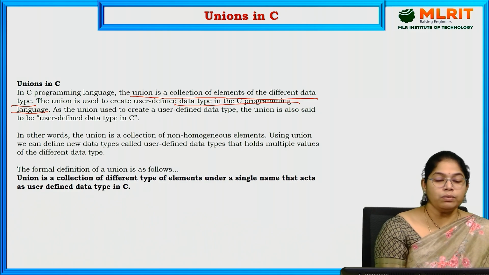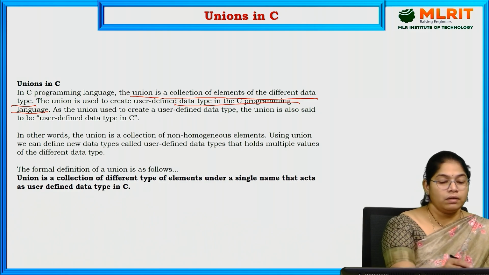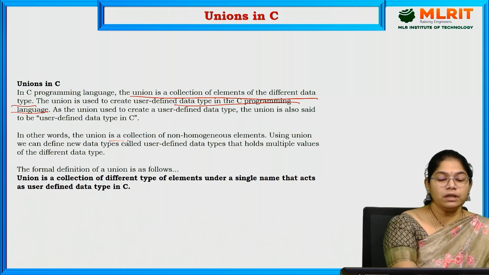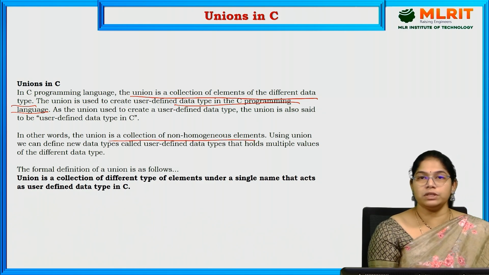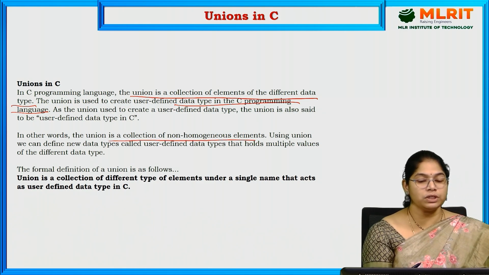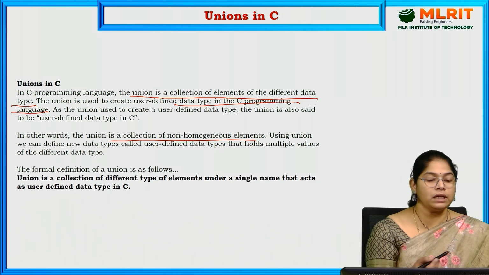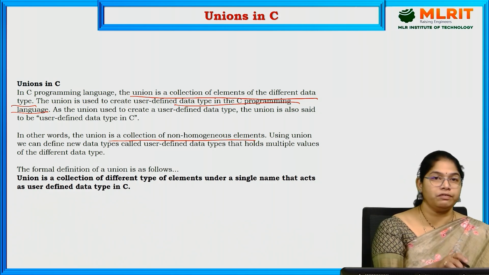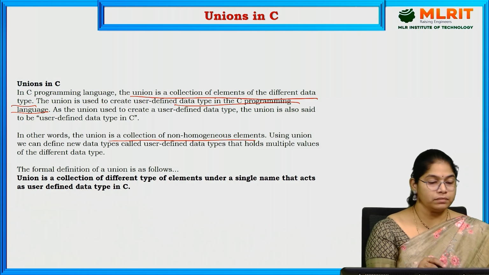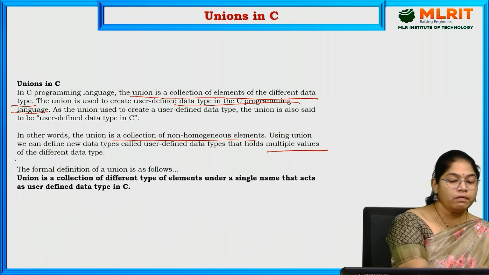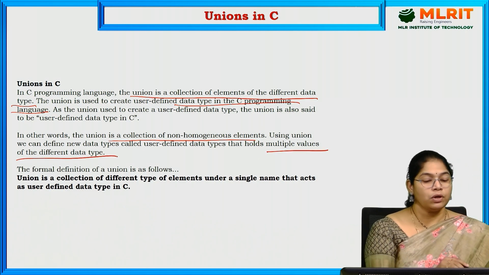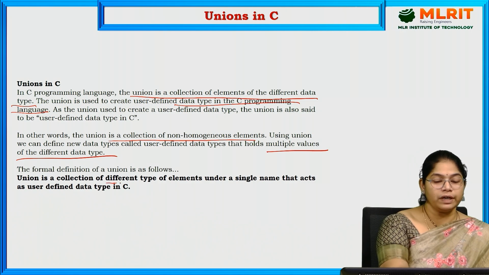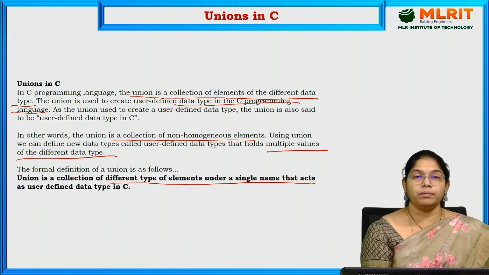So how to create a union? In other words, a union is a collection of non-homogeneous elements, meaning a collection of heterogeneous elements. That means it can store different values of different data types. It can hold multiple values of different data types. A union is a collection of different types of elements under a single name in C.